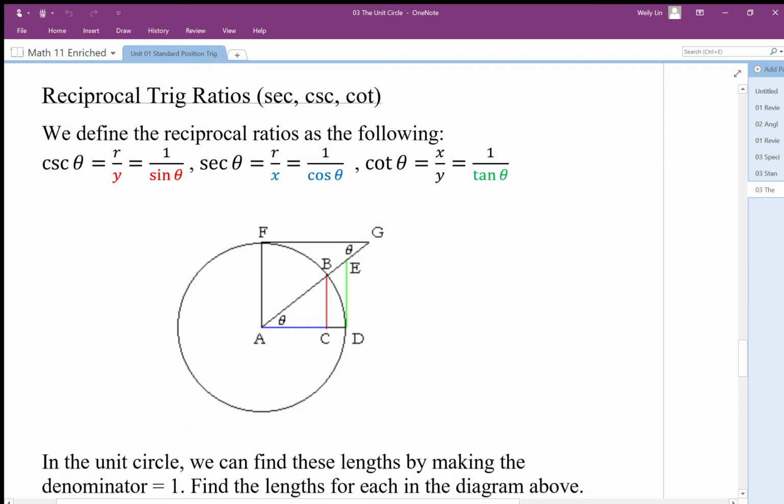And sometimes the reciprocal forms are going to be more useful to us, so we want to be able to define them. We still use the primary trig ratios, sine, cos, and tan, the most.